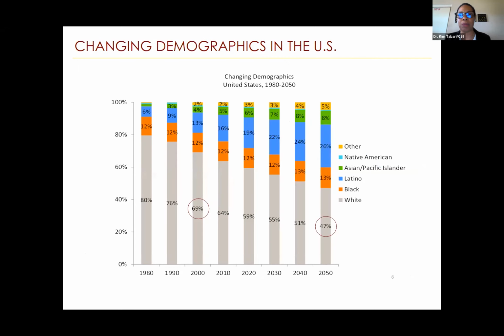I'll move along a little bit more quickly. Here we can see the changing demographics, right? The US is changing, where the white population was 69% in 2000, and by 2050, it'll be 47% or less. You can also see how this has a direct correlation to the uprising of white nationalist groups across the country. You can also see the steady increase of Latinos over the next few decades.